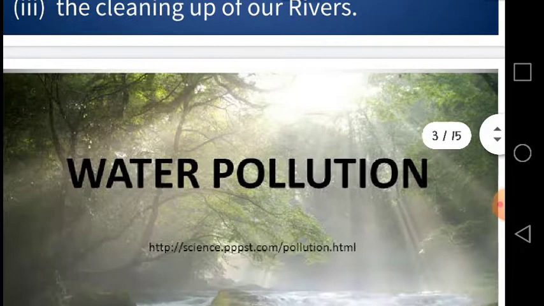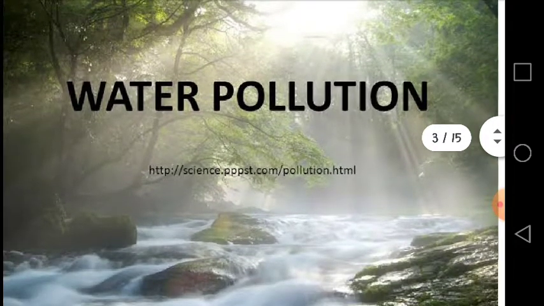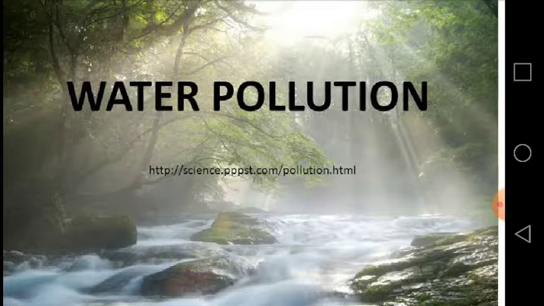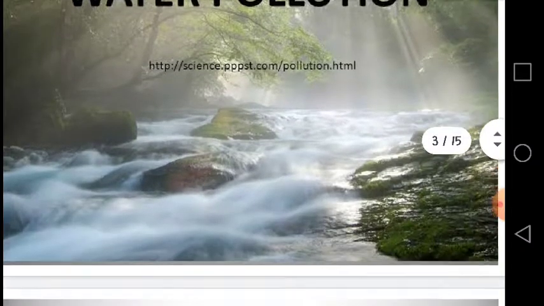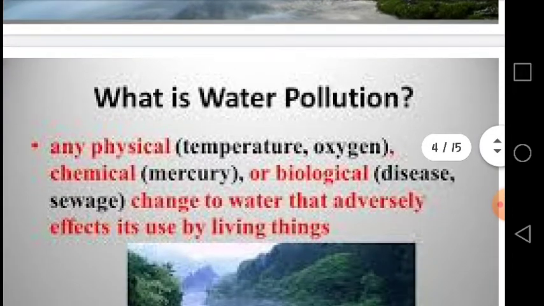So let us start. Water is very important for our life, not only for our life but for all the organisms on this planet. So water is of great importance, and any pollution is very harmful for life. So first of all, we are going to understand what water pollution is.